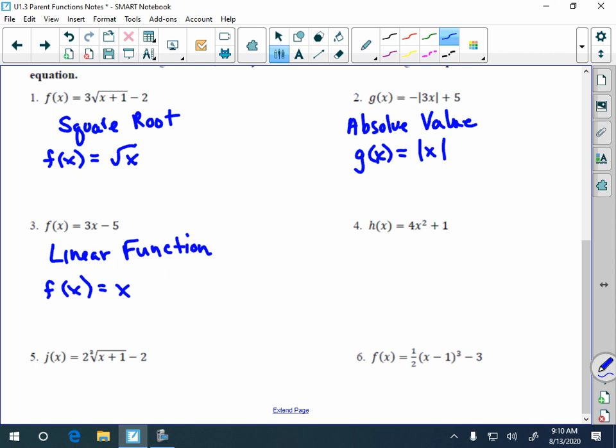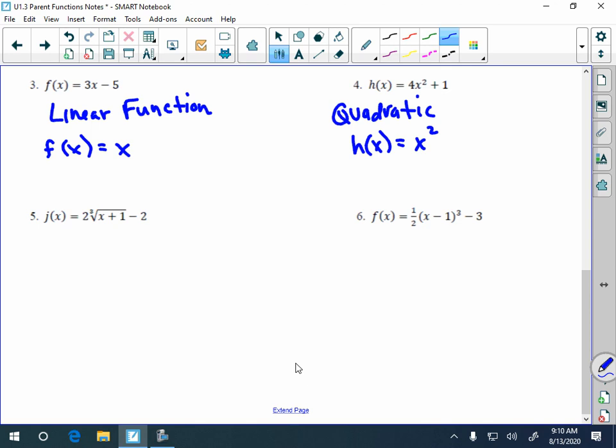Okay, number 4, there's an x squared, so this is called a quadratic. And its parent function, we're going to say h of x is equal to x squared. Right, number 5, this has a cube root. So this is called a cube root function. And its parent function, we're going to say j of x equals the cube root of x.